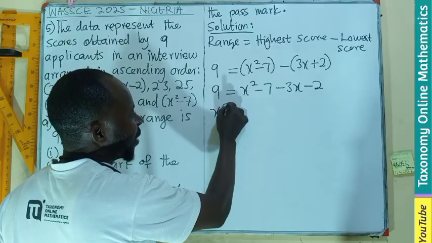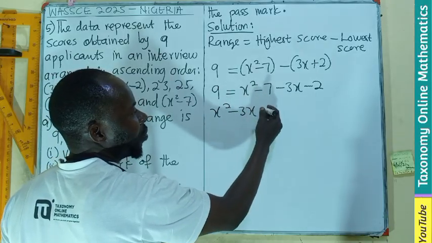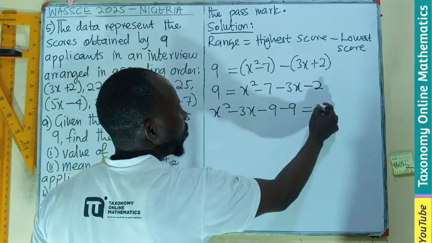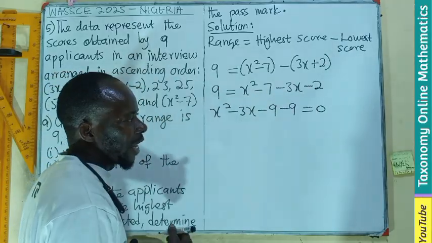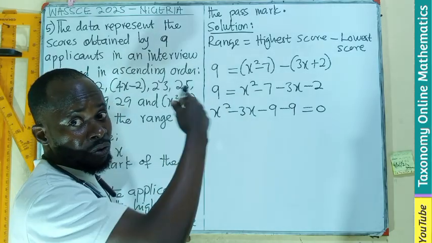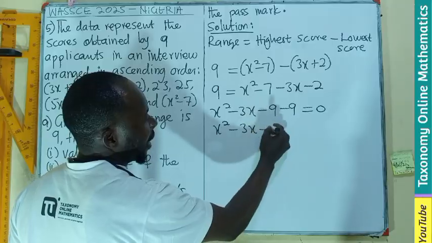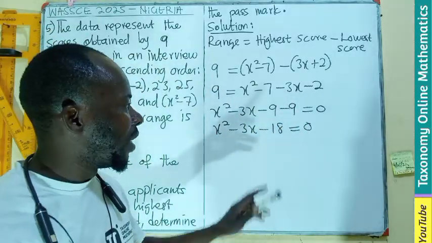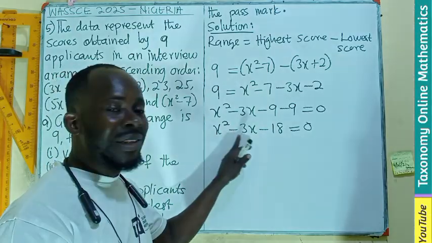So we have x squared minus 3x. This is going to be minus 9, and minus 7 minus 2 is minus 9, equals 0, because as this moves away, nothing is left on the left, so we move it to the right. So we have x squared minus 3x minus 18 equals 0. So now we need factors of negative 18. When we add those factors, we still get negative 3.